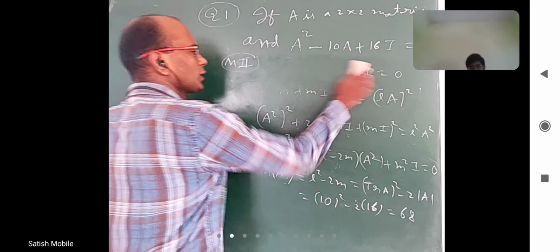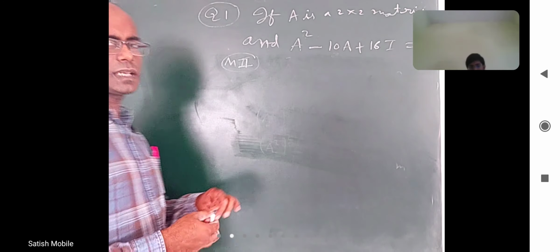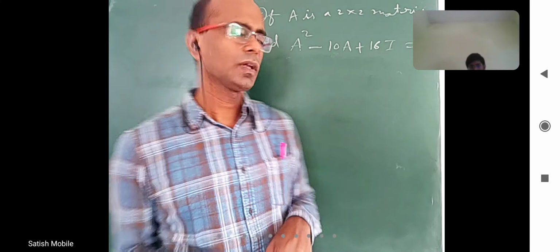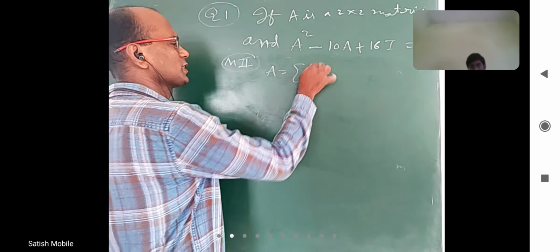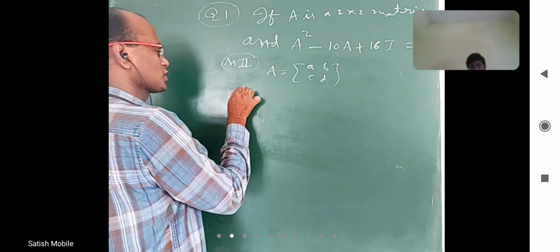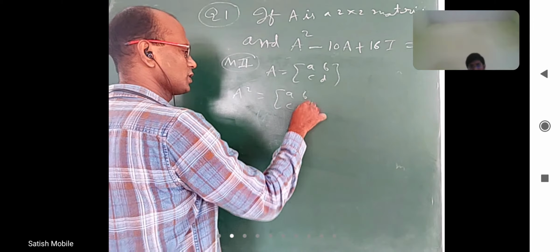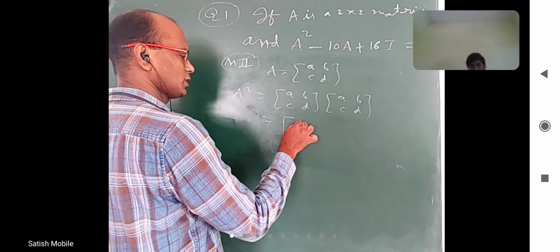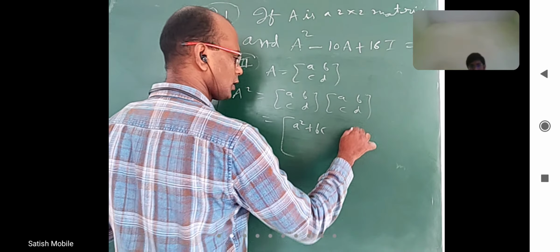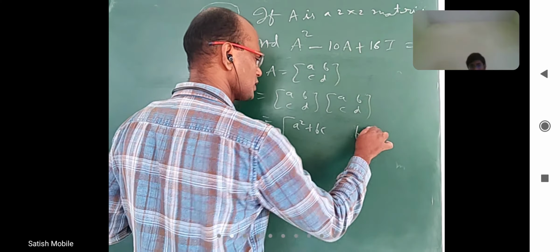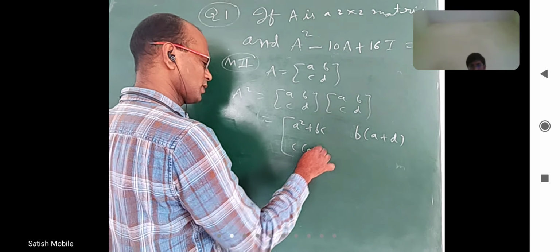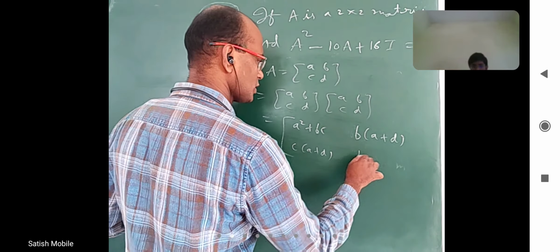Okay. Without all this, very simply it can be done. Basically, I want to tell there is a connection between trace of A square versus original trace of A and det of A. Simply you take A as [a b; c d]. Let us find A square. This is [a b; c d] and this is [a b; c d], and then just multiply. What I will get? A square plus BC, B times A plus D. When I multiply this into this, it is B times A plus D. When I multiply this into this, it is C times A plus D. When I multiply this into this, it is BC plus D square.